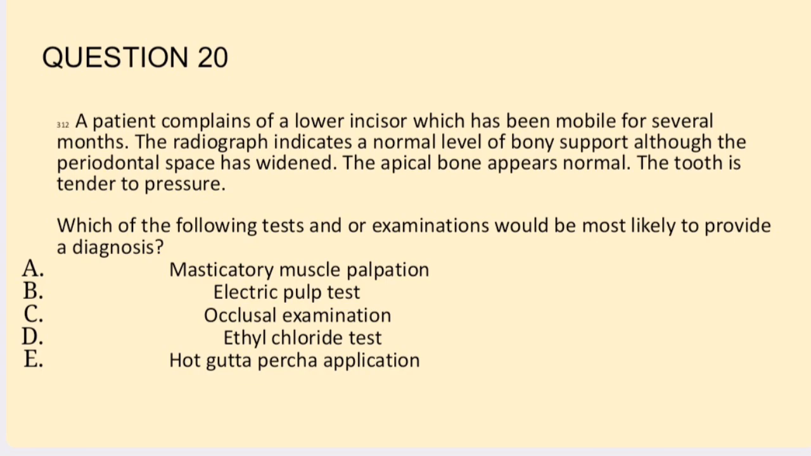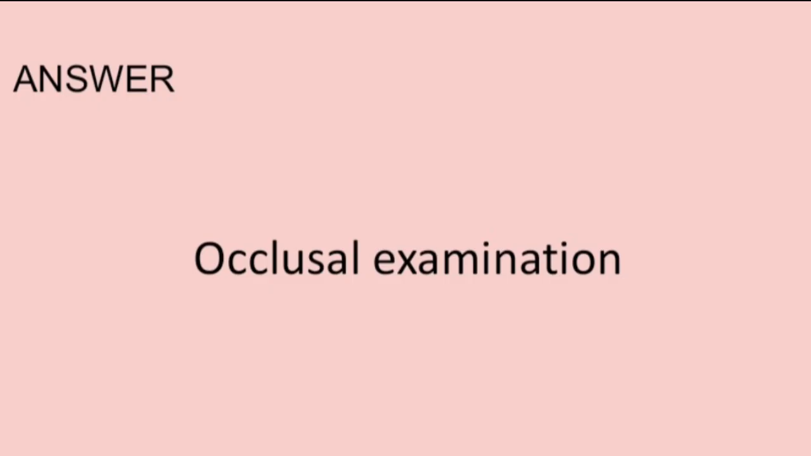Question 20. A patient complains of a lower incisor which has been mobile for several months. The radiograph indicates a normal level of bony support, although the periodontal space was widened. The apical bone appears normal. The tooth is tender to pressure. Which of the following tests or examinations would be most likely to provide a diagnosis? A. Masticatory muscle palpation, electric pulp test, occlusal examination, ethyl chloride, or gutta percha application. The answer is occlusal examination.